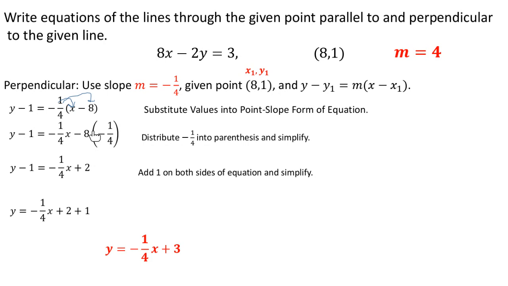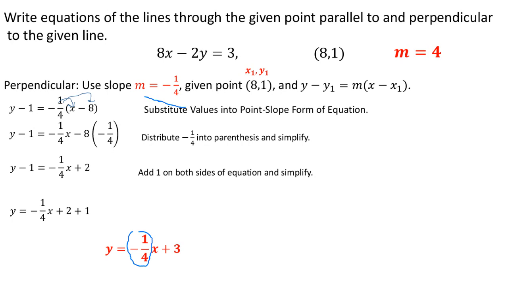Well, here, let's do the simplification first. A negative times a negative is a positive, and 8 divided by 4 gives me a positive 2. Now I can add 1 on both sides. It's going to give me negative 1/4 x plus 2 plus 1, and 2 plus 1 is 3. So the equation of the perpendicular line to this given line is y equals negative 1/4 x plus 3. And what we were interested in is that it has this perpendicular slope, which is negative 1/4. Any questions?